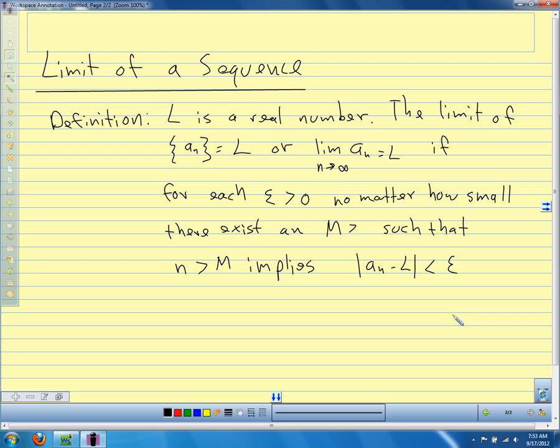If the limit exists, epsilon greater than 0, sorry. If this limit exists, the sequence converges. So if this limit exists, we say the sequence converges. And if the limit does not exist, then the sequence diverges.